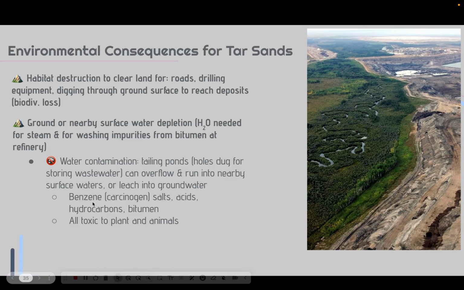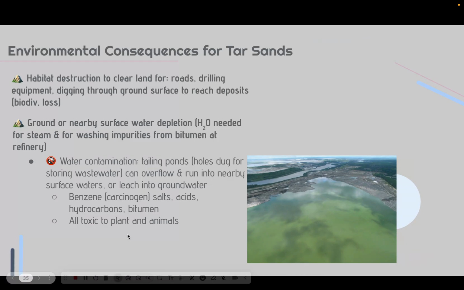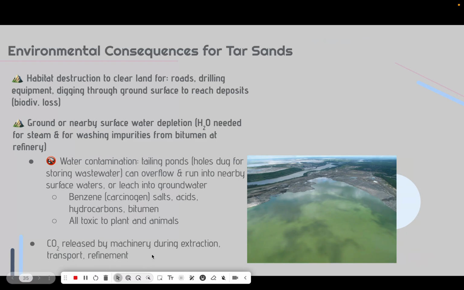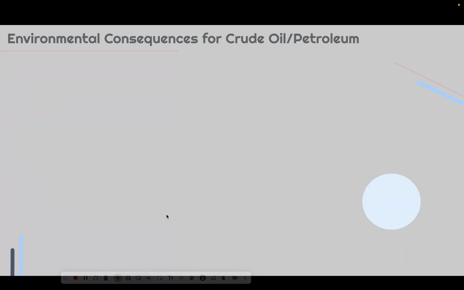We even have things called benzene, which is a carcinogenic chemical that we find in tar sands that causes cancer. That's what carcinogenic means. We can have acids, hydrocarbons, like we said before, bitumen. All of these are toxic to plants and animals. And so that is a real problem. Okay. And then there's a lot of CO2 released by the machinery during extraction, a lot of CO2 released by machinery to transport the raw materials, and a lot of CO2 released at the refinement plants. So all of these things are problems.